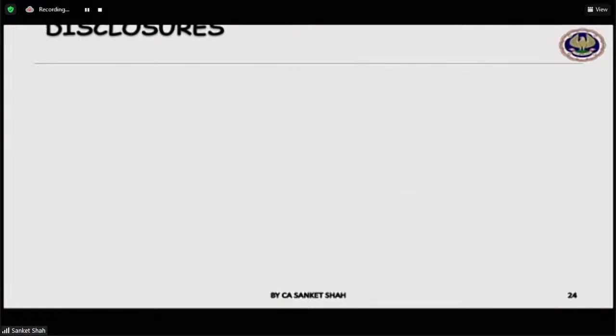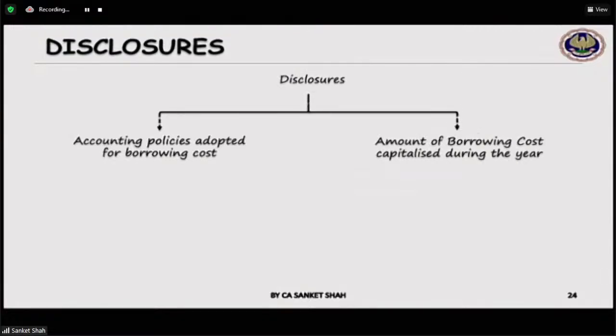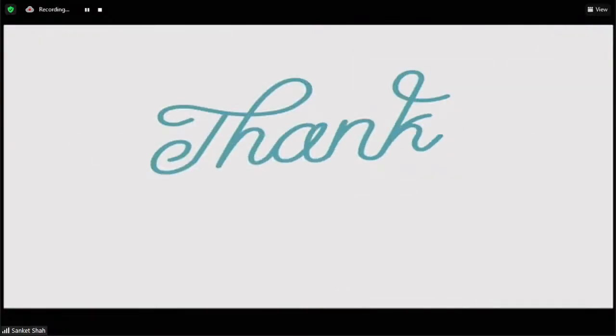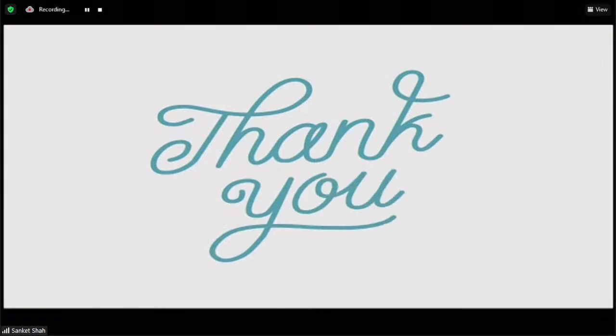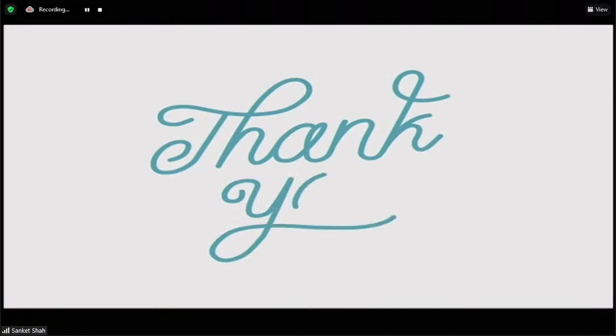Disclosure means it's the end part. So what are disclosures? Very simple. Accounting policies adopted so that capitalization and the amount of borrowing cost is to be added. Thank you. S16 over. I hope it's very simple. Accounting Standard 16.